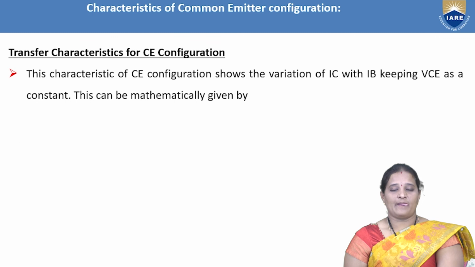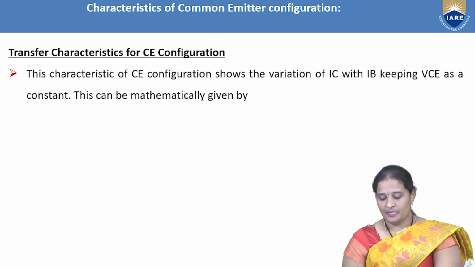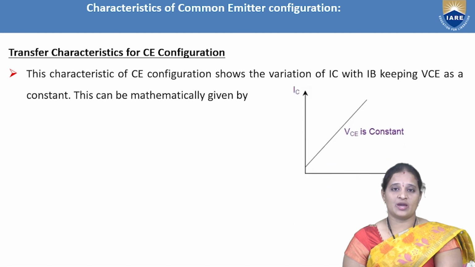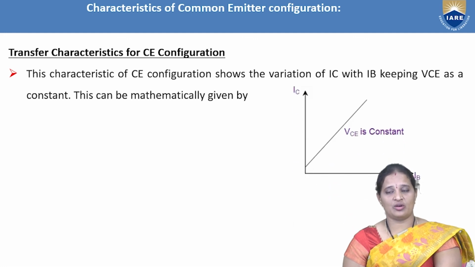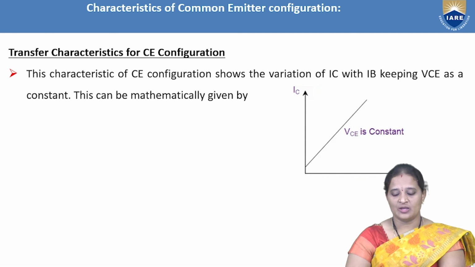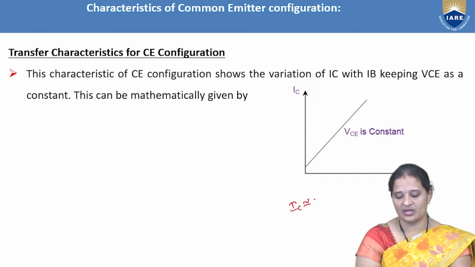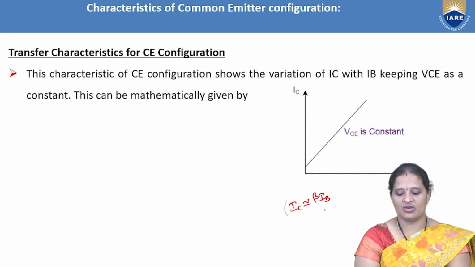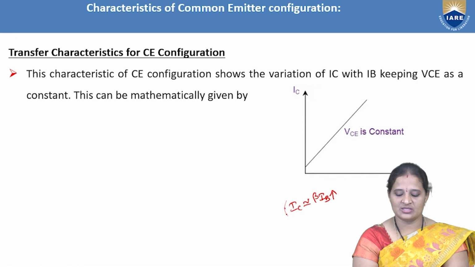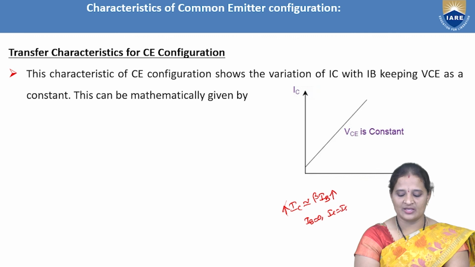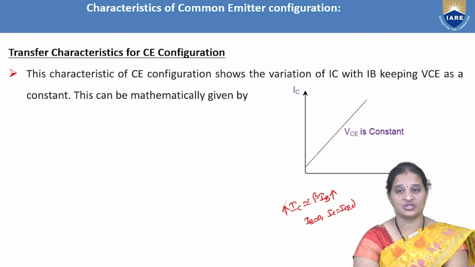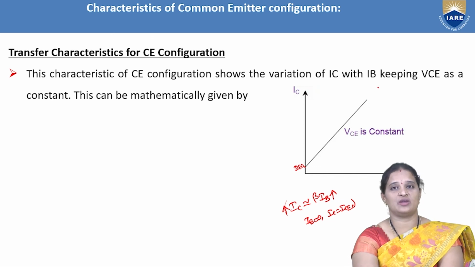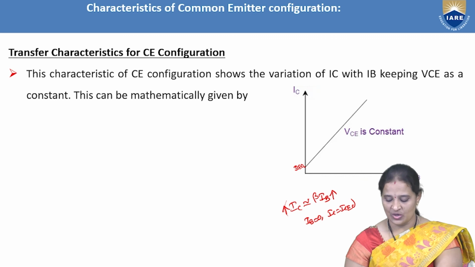And coming to the transfer characteristics. Again, these are the characteristics drawn between the output current and input current, taking the input current on the x-axis and output current on the y-axis. As you all know, IC is approximately equal to beta into IB. So again, we have a linear relationship. If IB increases, IC also increases. And when IB is equal to 0, IC is equal to ICE0, and hence instead of starting from the origin, it starts from ICE0. As IB is increased, IC is also increased. And these characteristics are drawn by keeping the output voltage constant.